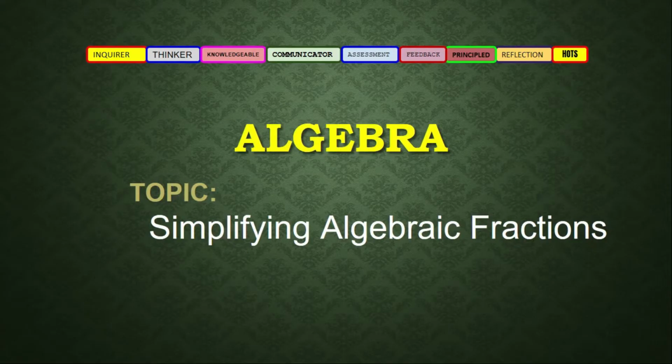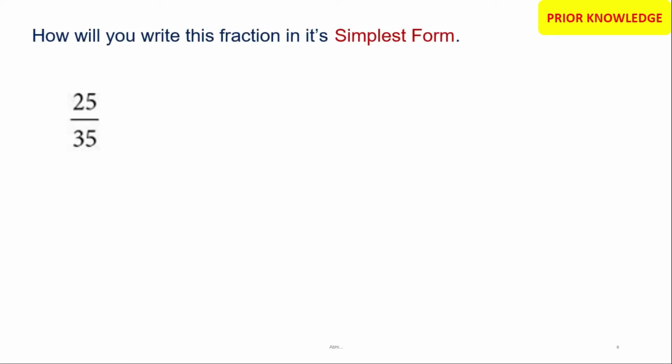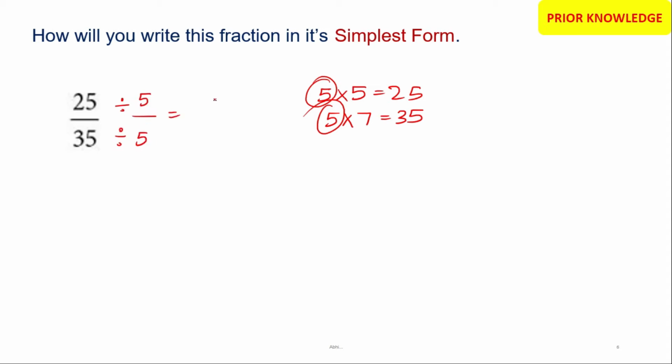Topic: Simplifying Algebraic Fractions from Algebra. Now the prior knowledge required for this topic is that you should know how to write a fraction in its simplest form. So here you can see 25 and 35. Now in 5's table you have 5 times 5 is 25 and 5 times 7 is 35. So you can see that 5 is the common factor for 25 and 35. You divide the numerator and the denominator by the same term and the fraction in its simplest form becomes 5/7.